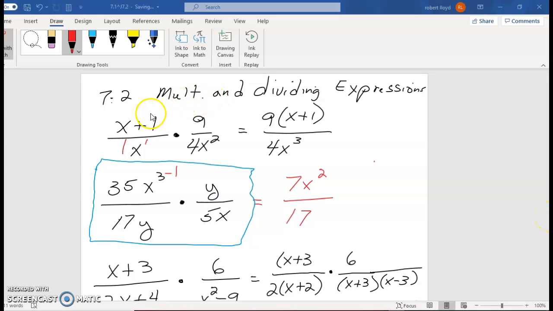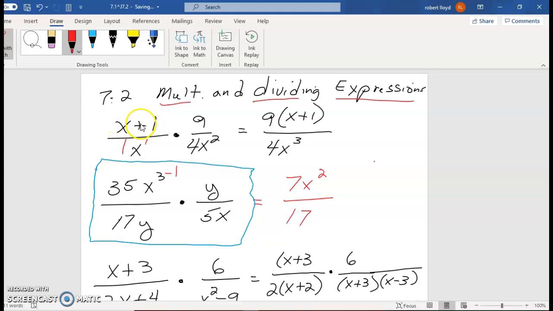Okay, continuing on with 7.2, now we're going to be multiplying and dividing expressions. So previous in 7.1, we just had one expression we were dealing with. Now we're going to be dealing with two, and we're going to be multiplying them.